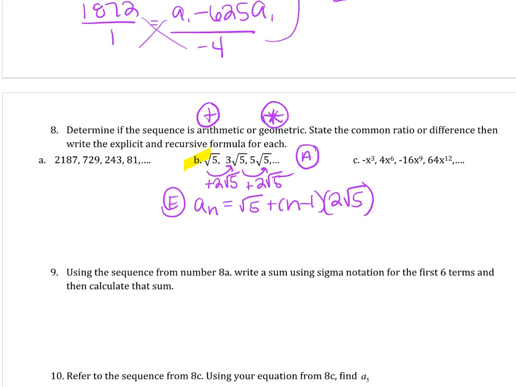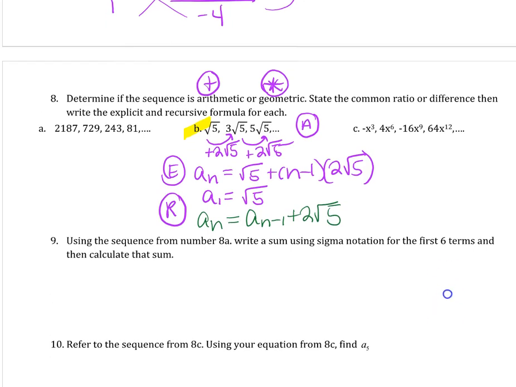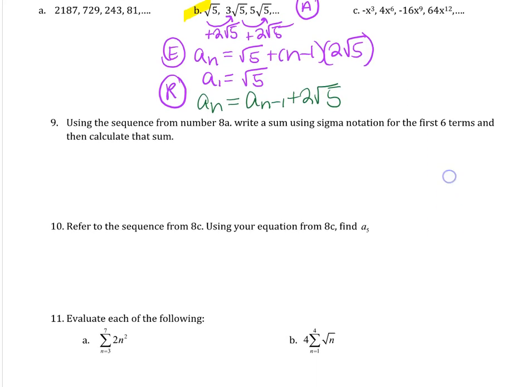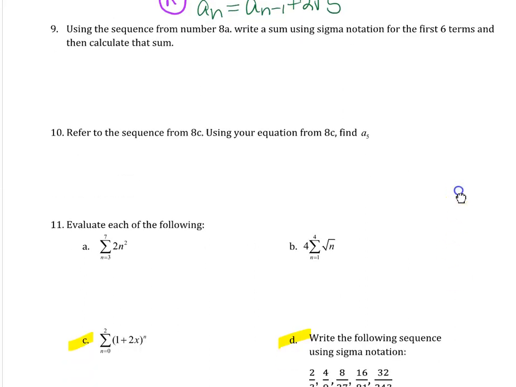That's your explicit formula. Your recursive formula has 2 parts. My first term is radical 5. And then this, oops, I changed my color for some reason. If you want the next term in the sequence, you have to take the previous term and do what to it? Well, we just said if you want the next term in the sequence, you have to add 2 radical 5, so that's all you have to do. Draw a line there. Those are separate. Don't know why my pen color changed.